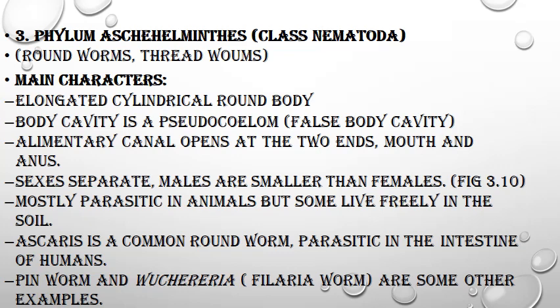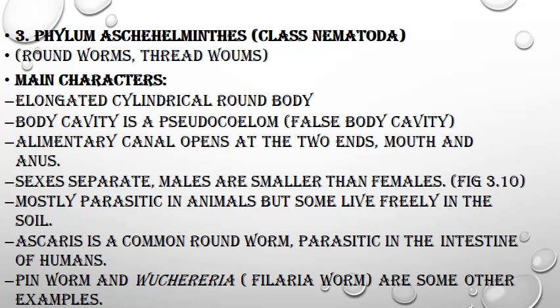So, phylum Aschelminthes. This class is Nematoda. These are called roundworms. Main characters: elongated, cylindrical, round body. Body cavity is a pseudocoelom, false body cavity. Alimentary canal opens at the two ends, mouth and anus. Sexes separate. Males are smaller than females.